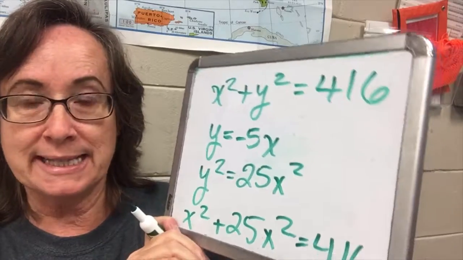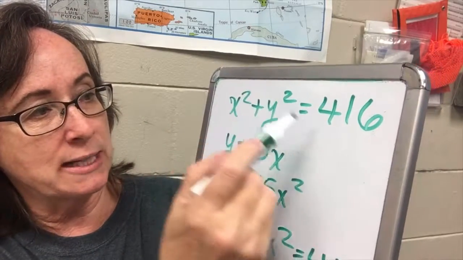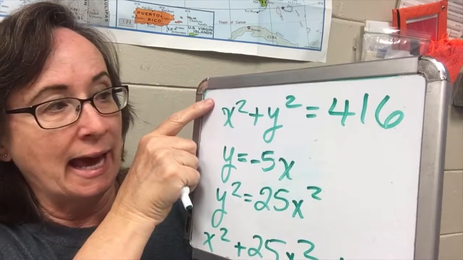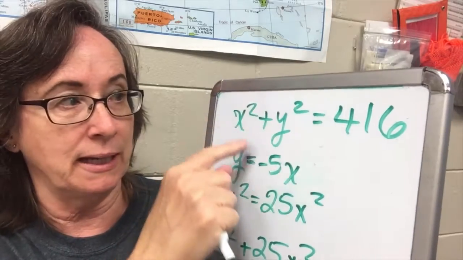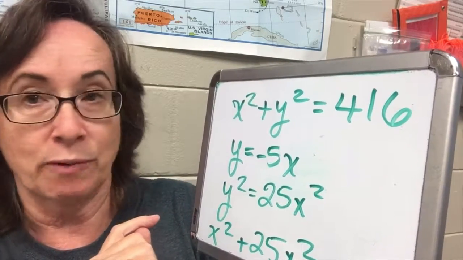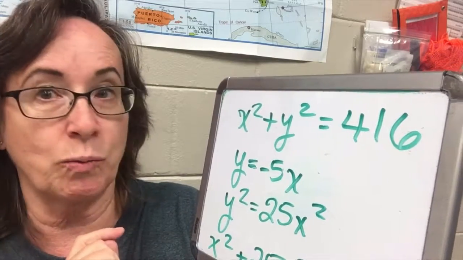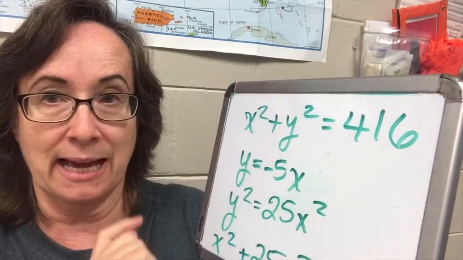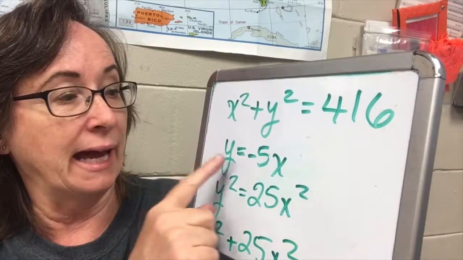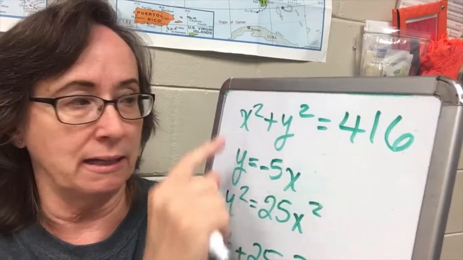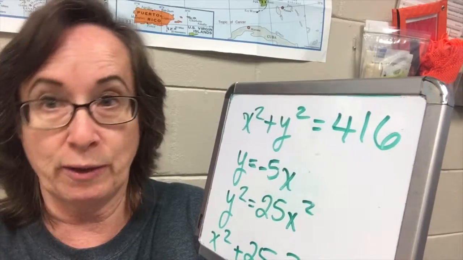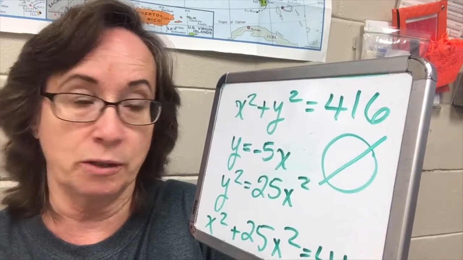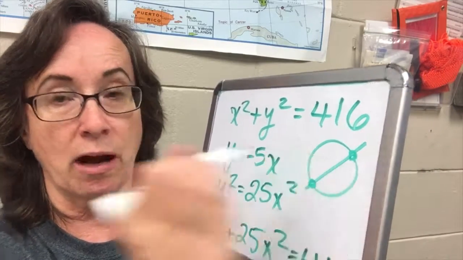Now the last problem in this section is x squared plus y squared is 416, and y is negative 5x. This one is not a parabola, because parabolas we know by one variable being squared. This one is actually a circle, and this one is a line, so we have a line going through a circle. Well, if we had a line going through a circle, we could have two solutions there too, couldn't we? We would have a solution where they crossed.